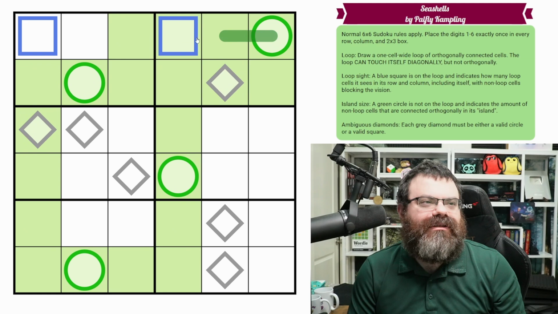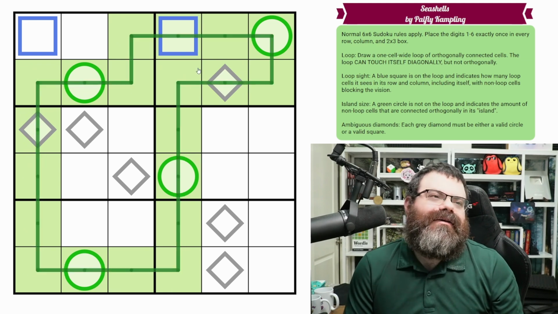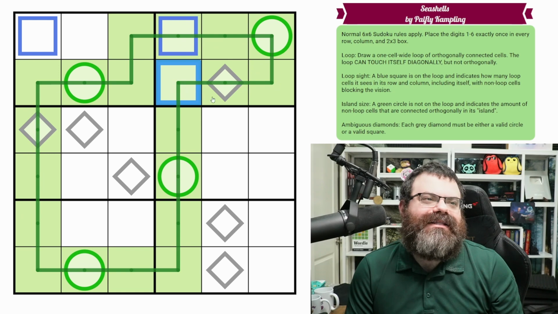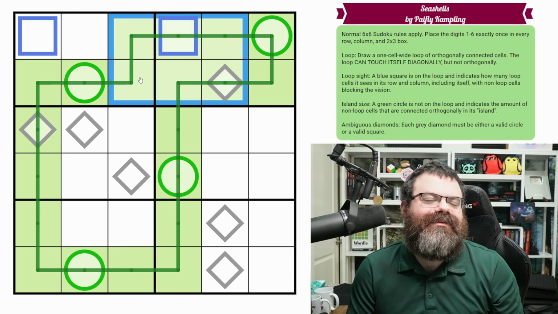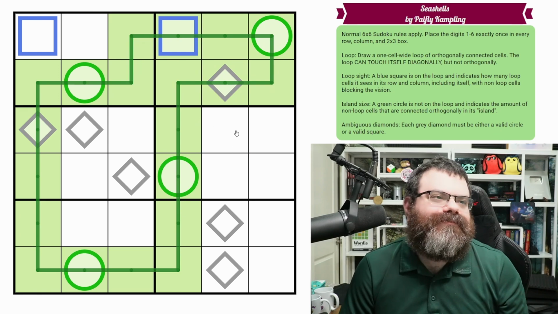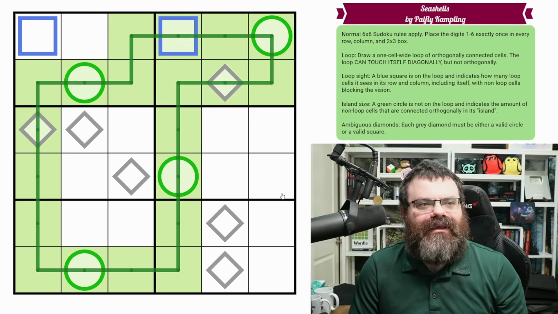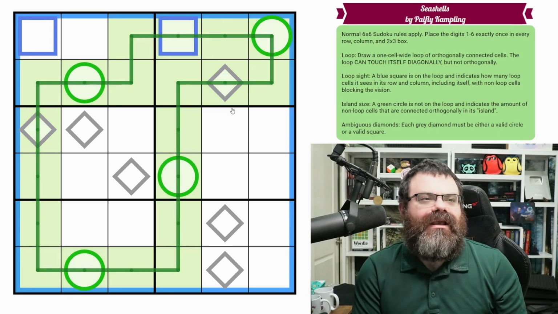Now, if I had used the line tool, I could actually make this a valid loop, but that's why I'm using the highlighting, because if you're making a clump with your highlighting, that means you've touched yourself, and that's bad. And so, yeah, we're touching ourselves here, touching ourselves here. That's all bad. These are touching orthogonally. That's no good.